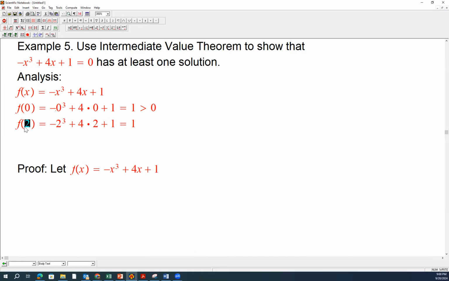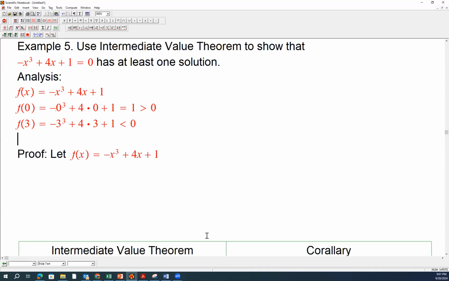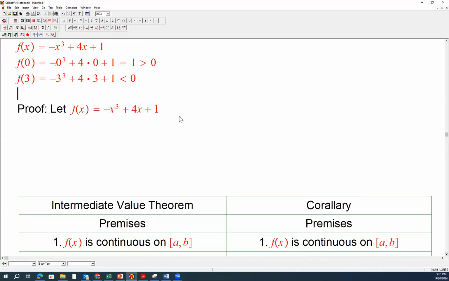So let's choose 3. Okay, so we're going to choose 3. When we choose 3, what do we get? This is a -27. This is going to be negative. Done. We have chosen the interval, and the rest is just applying the theorem, right? So our chosen interval is going to be 0, 3. And what if you want to choose, you know, -1? So yeah, there are many choices.